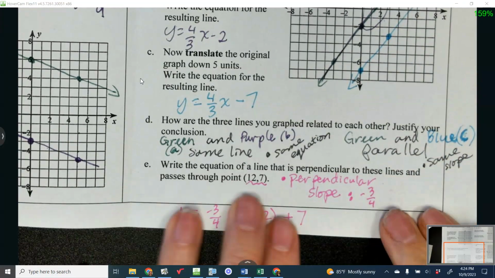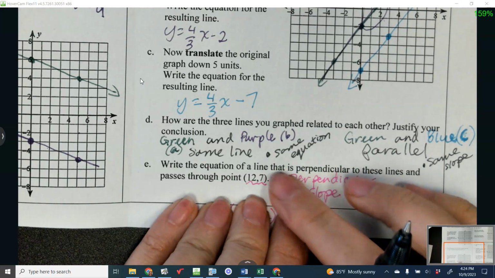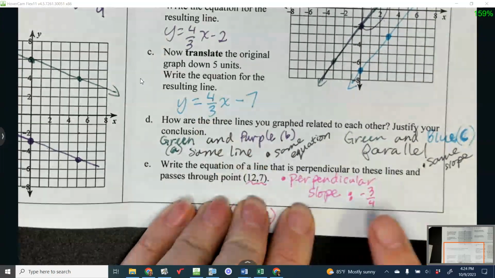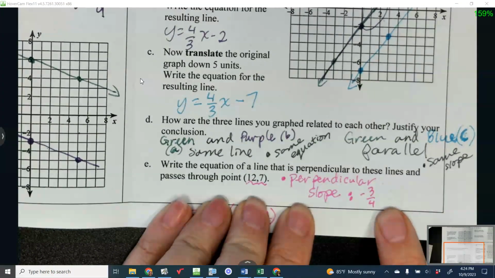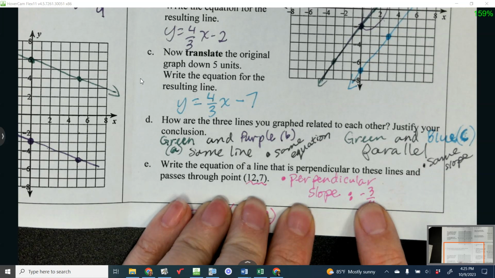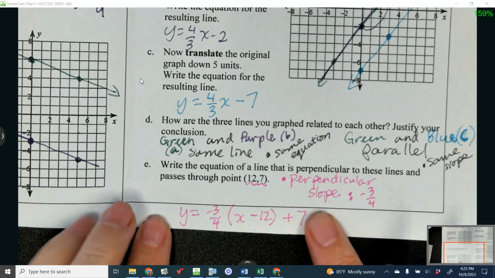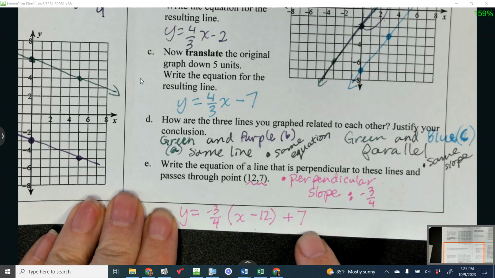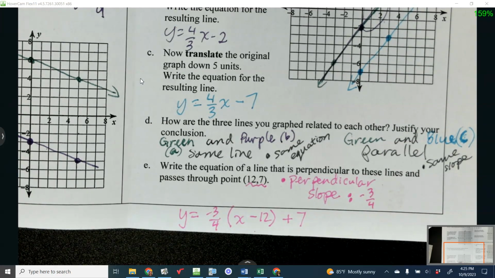And then down here, you want me to write the equation of the line that's perpendicular to those, but goes to this point. So there's my perpendicular slope. Notice I took the slope 4/3, flipped it over and put 3/4, and then I changed the sign to make it negative. And then I wrote the equation using point slope form, point x there, x there. And there's the equation. And that's all there is to it.